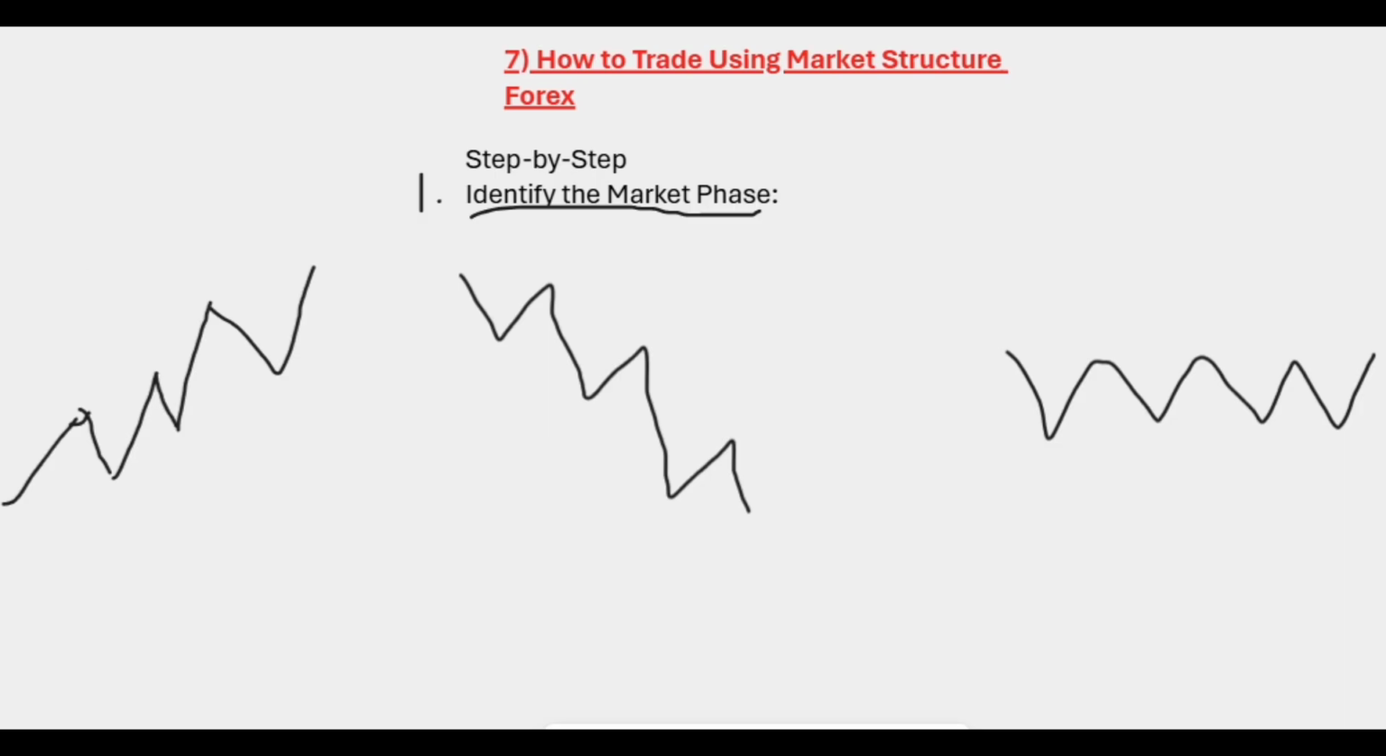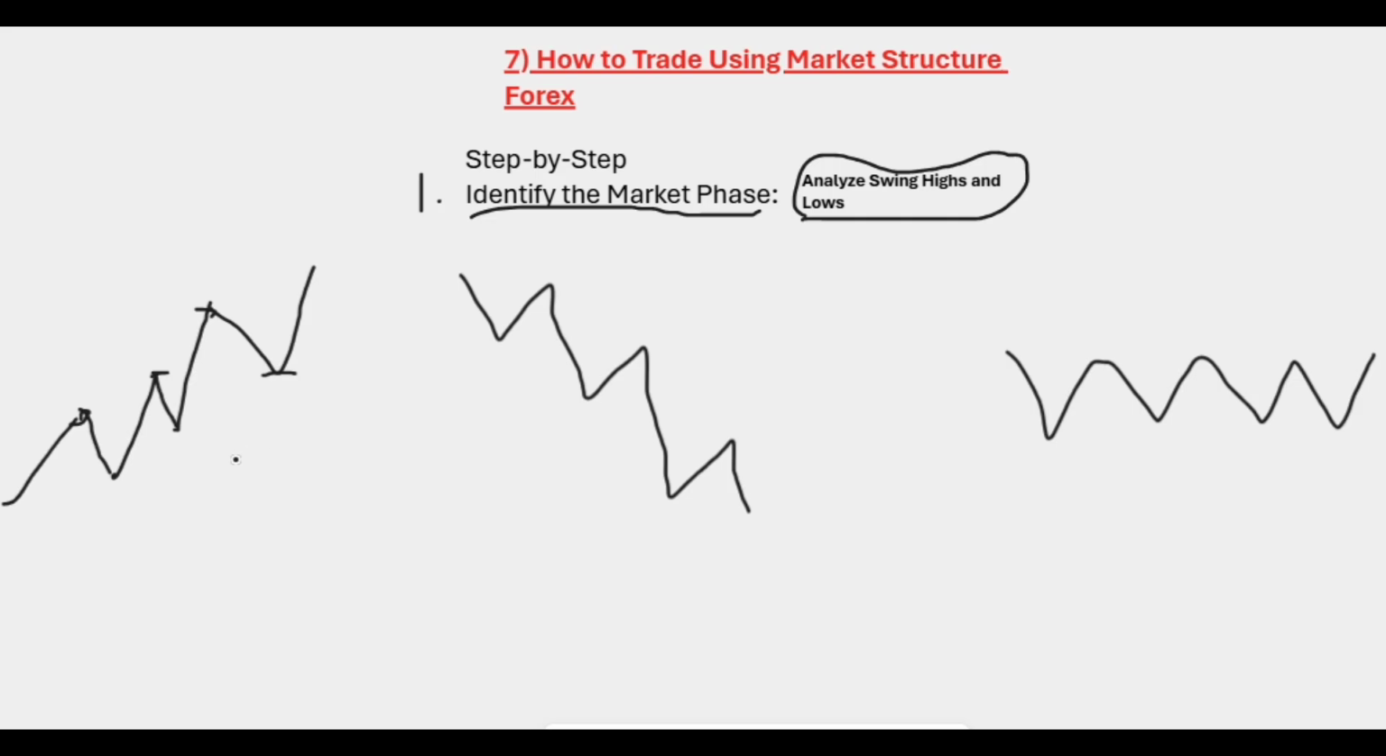Step number 2, we analyze the swing highs and swing lows. This is step number 1, identify the market phase. This one, step number 2, we analyze swing highs and swing lows. Let's start with an uptrend. This is the last one. We call it a swing high, and this one is a swing low. Then this high, swing high, swing low, swing high, swing low.